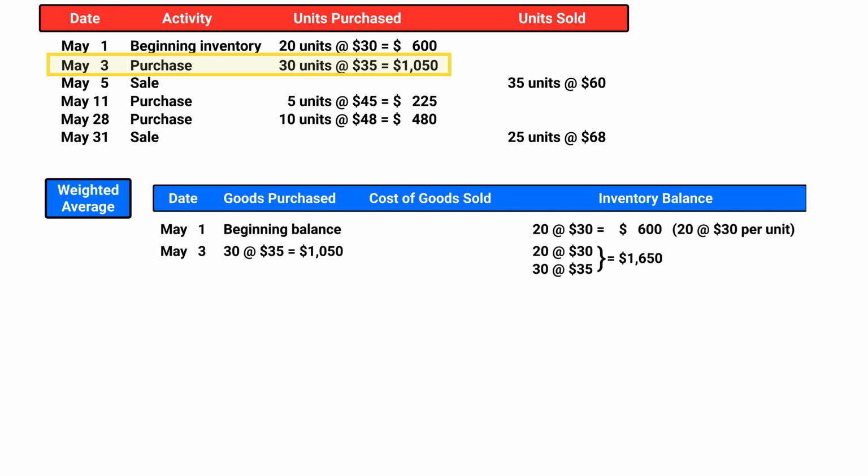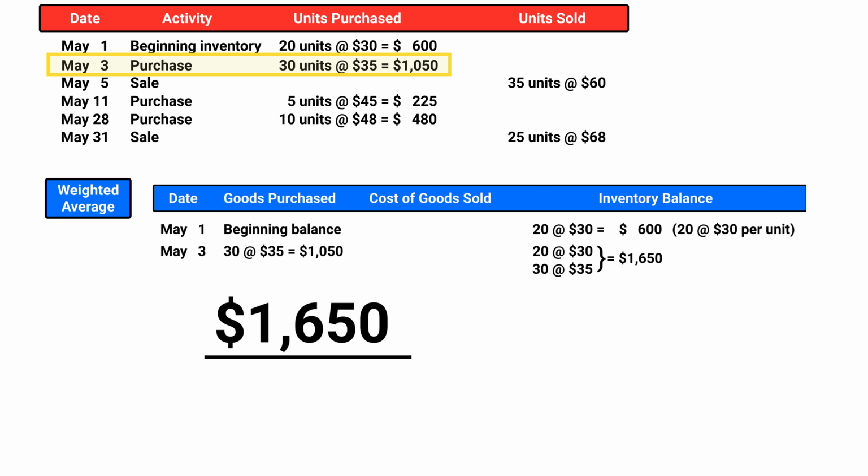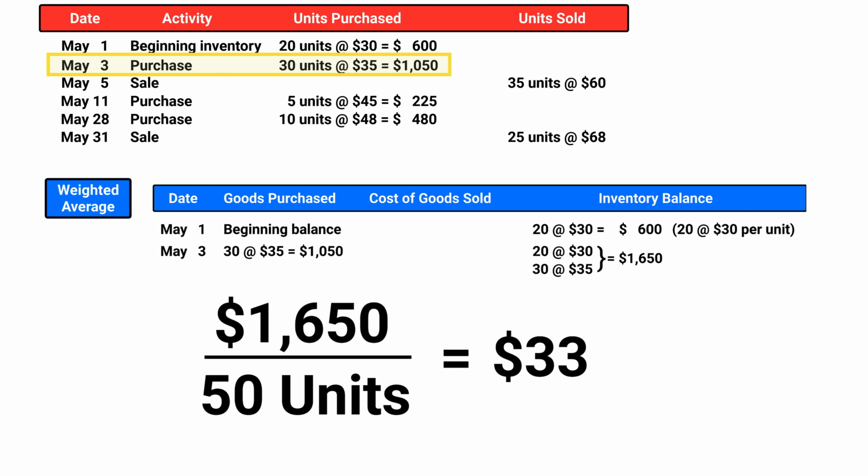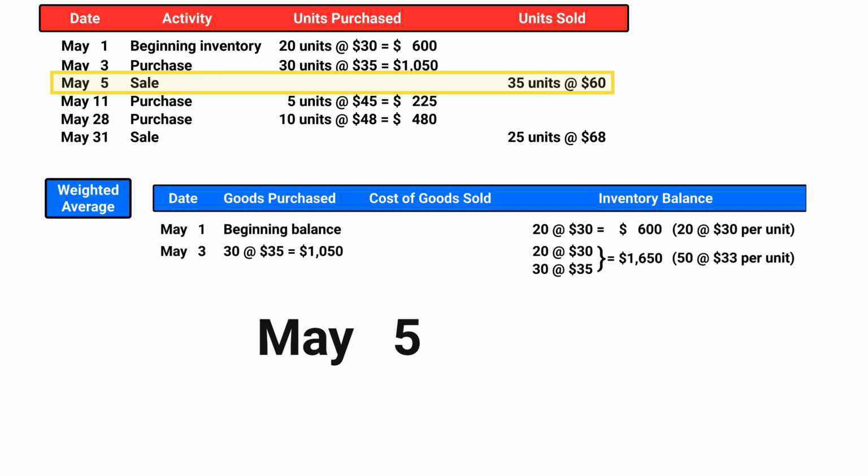If we multiply the number of units by their costs and add them together, we get 1,650. To compute weighted average cost per unit, we take the 1,650 and divide it by units available for sale, which is 20 plus 30 units or 50 total units. This gets us a $33 weighted average cost per unit. On May 5th, we sold 35 units.